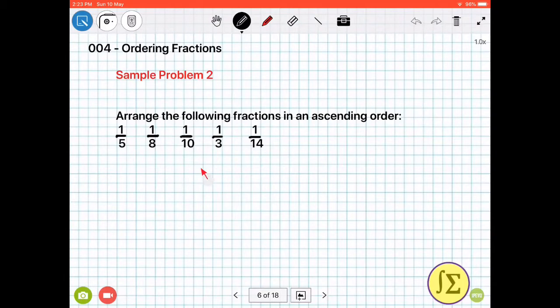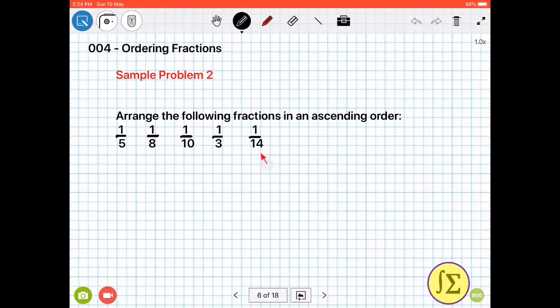Okay, sample problem number 2. When we look at these fractions, we can see that the numerators are all the same. They have the value of 1, right? As we learned in the last lesson, when the numerators are the same, we can determine the relative size of the fractions by looking at the denominator. And we learned that the larger the denominator, the smaller the fraction is, when the numerators are the same. So in this case, we're going to again arrange them in an ascending order. That means from smallest to the largest.